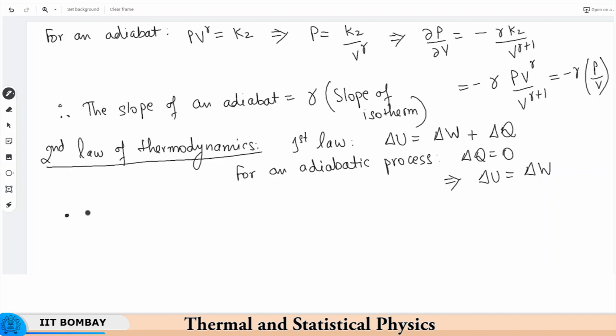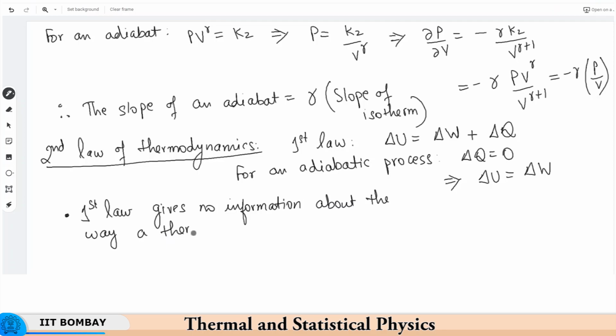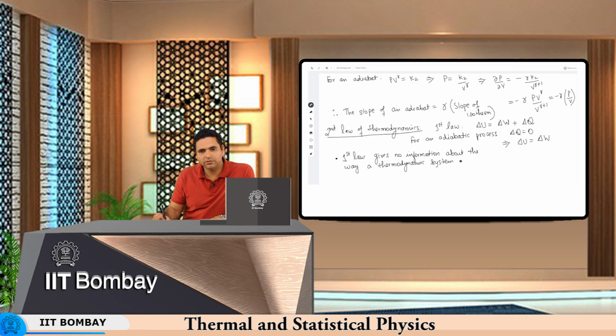So, basically what I am saying is, the first law gives no information about the way a thermodynamic system evolves with time. It just inherently does not have that knowledge in it.